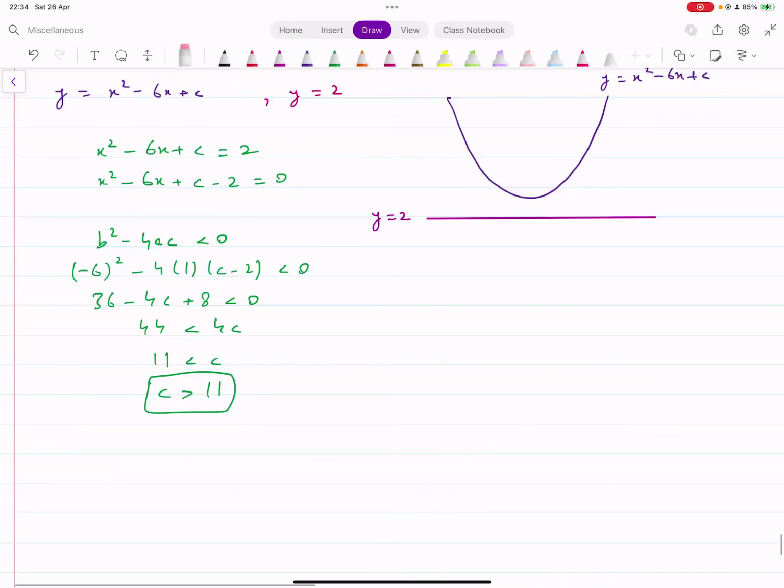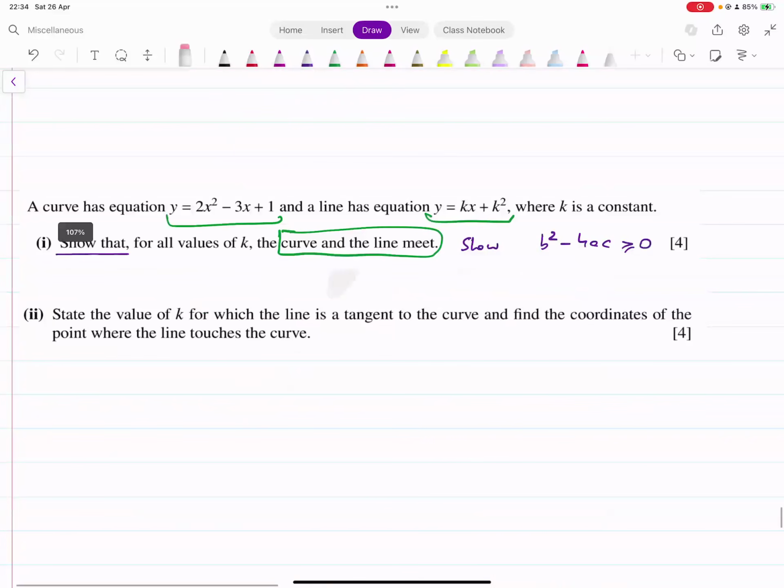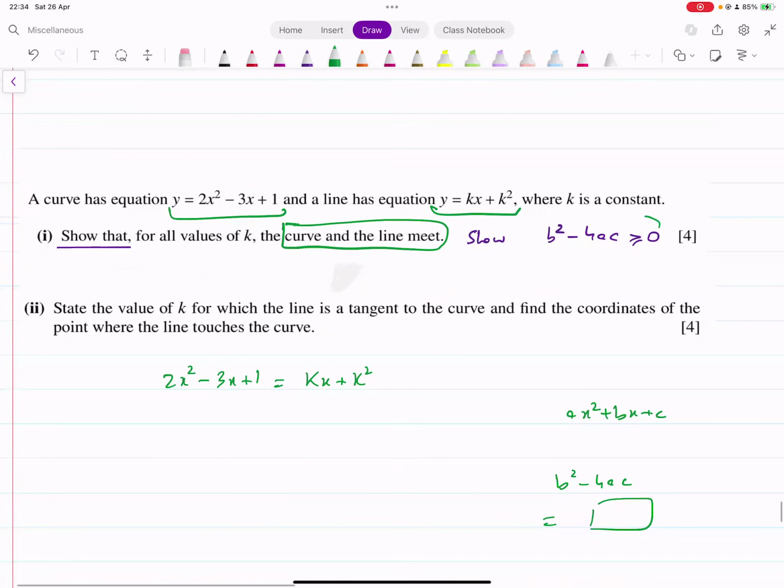This last question, it's the same idea that we did before. You will equate both of them: 2x squared minus 3x plus 1 equal to kx plus k squared. Take all terms to one side, convert it to ax squared plus bx plus c form. Once you've done that, find the value of b squared minus 4ac. Simplify that. The result that you get, you have to show that that's greater than or equal to 0. Complete the square for that, and that will help you understand that.